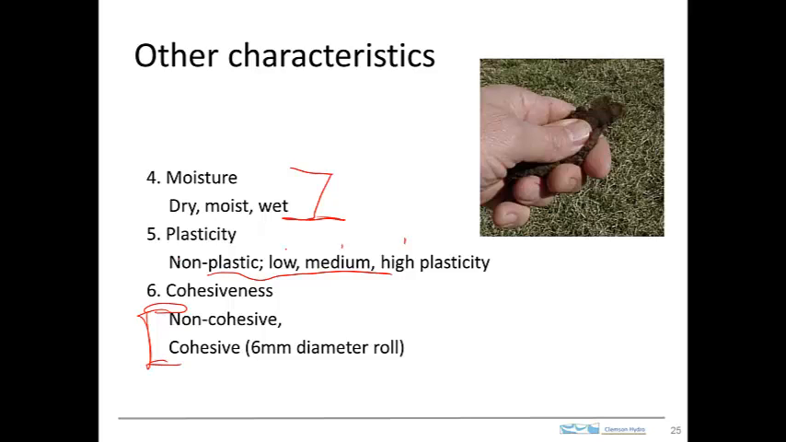And in order to stick together, usually you need to have a bit of clay in there to hold things together. There are a couple of tests for this, but a simple one is you make this cylindrical roll, and if you can roll the soil into a 6 millimeter diameter cylinder, then it's cohesive. If you try to do that and the soil just falls apart, then it's non-cohesive. So 6 millimeters, that's 1/4 of an inch for those non-metric folks out there.